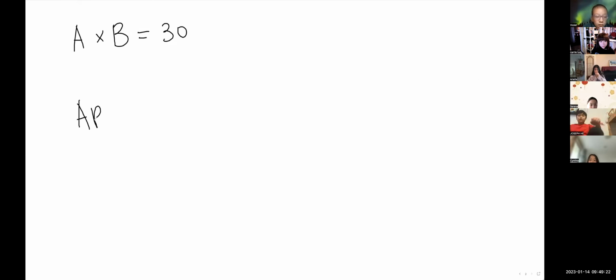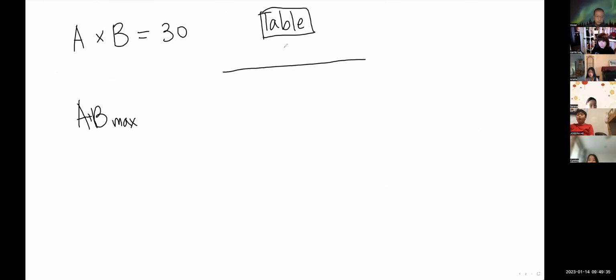So now we're telling you different things. Violet, if I tell you A times B equals 30, can you tell me what is A plus B maximum? Everybody, let's take a look at how to do this one. There's a very useful technique called a table. So what is a table? We can put A and B here. A times B equals 30. A could equal 1 and B could equal 30. Correct, everybody?